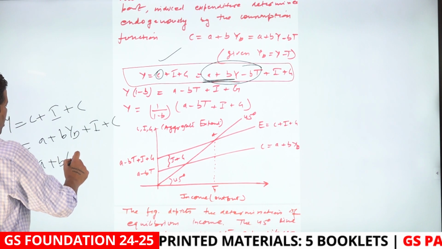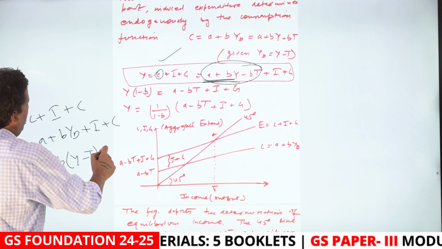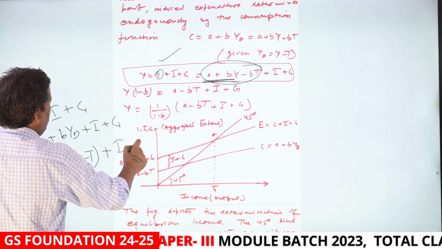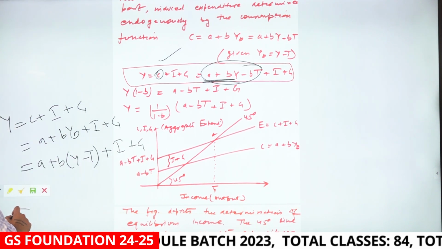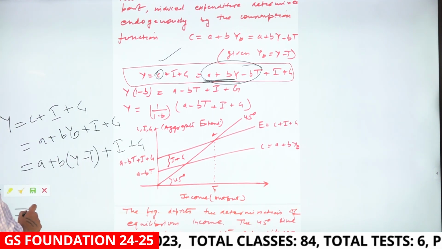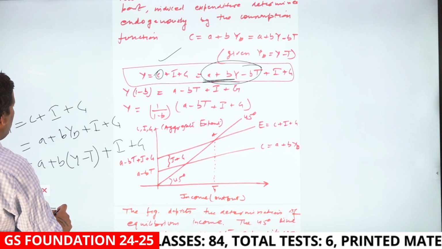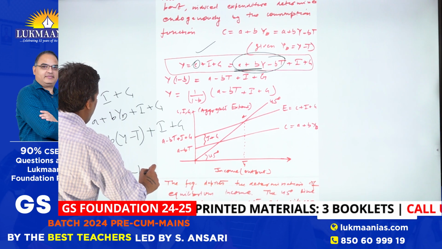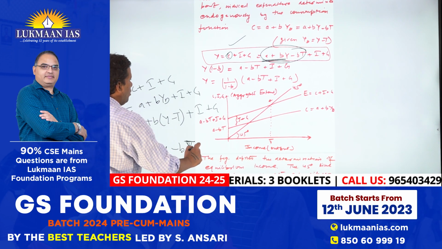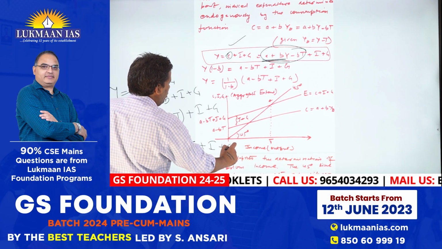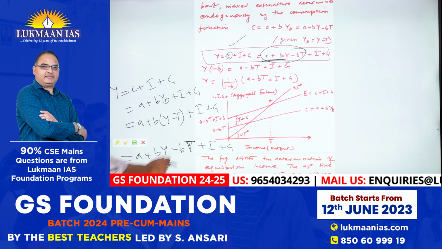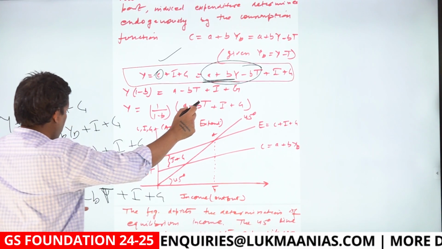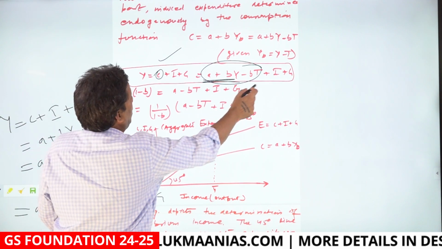A plus B, I can write it Y minus T, this is I plus G, and Y is equal to A plus BY minus BT plus I plus G. So this is for those who cannot understand. Now you understand this line, right? A plus BY minus BT plus I plus G.